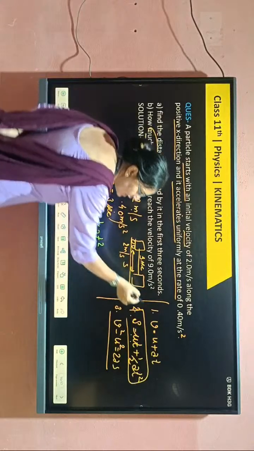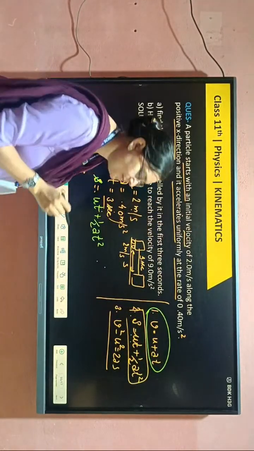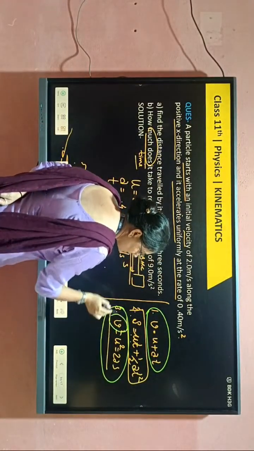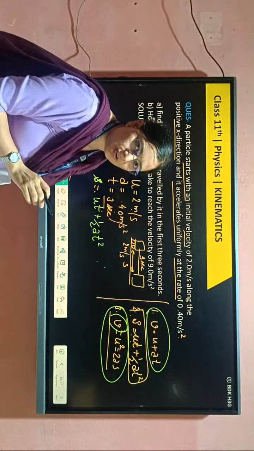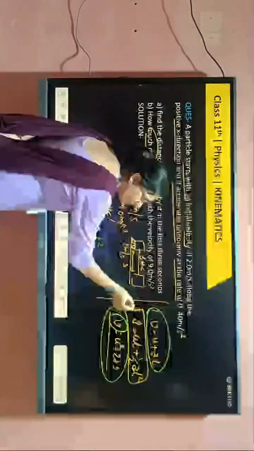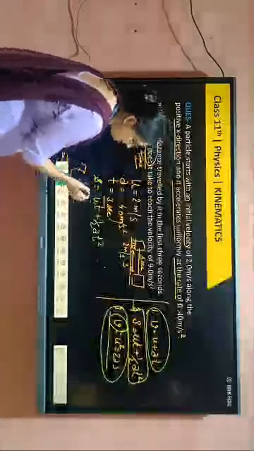The first equation we can't use because here S we have to find out, but S is not given. The third equation we also can't use because it needs the final velocity, but the final velocity we don't know. That's why we can't use the third equation also. So only one equation we can use, that is the second equation of motion, S equal to UT plus half AT square.